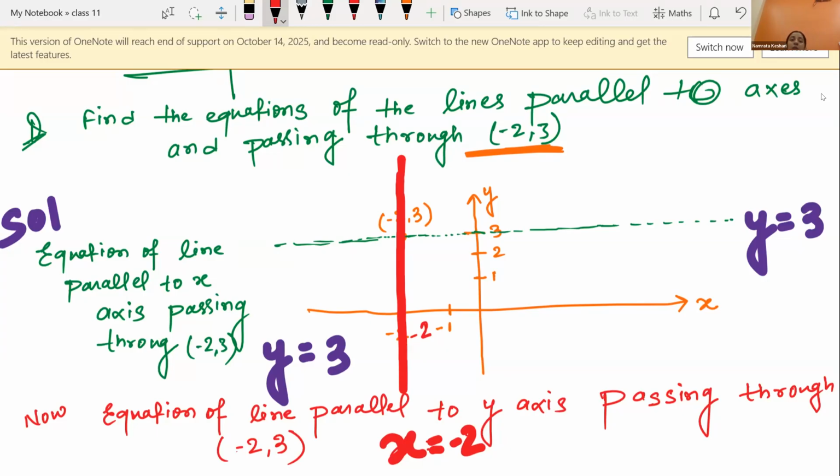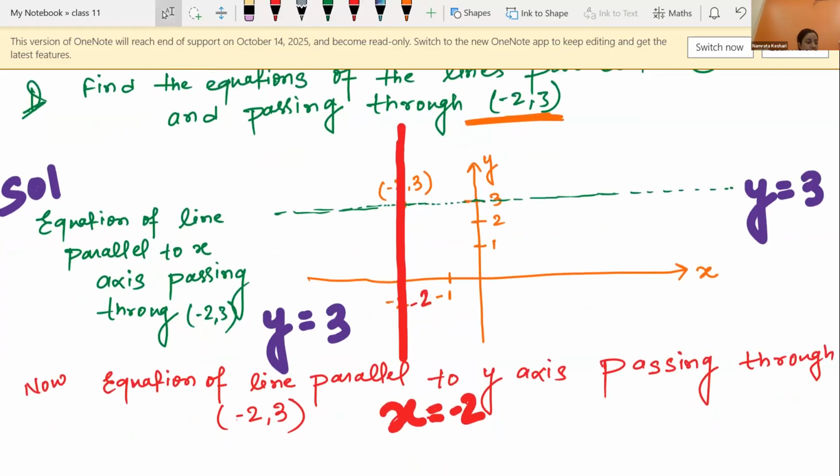If the point -2 comma 3 was not given, then we would not be able to say what the k value is. But since -2 comma 3 is given, and our line is passing through this point, on the basis of that we are finding k. The equation of a line parallel to the x-axis will be y equals to 3, and the equation of a line parallel to the y-axis will be x equals to -2. Is it clear? Yes, ma'am. Anyone having any confusion? No, ma'am.